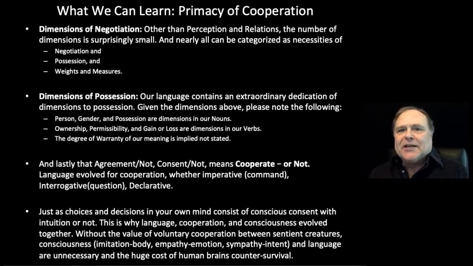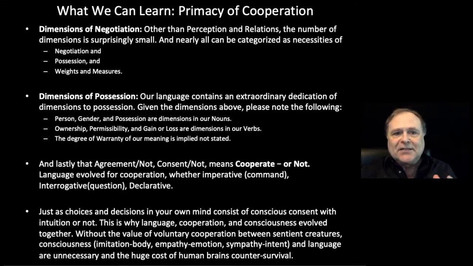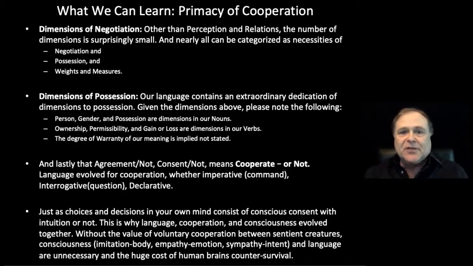Other than perception and relations, the number of dimensions is small, right? And nearly all can be categorized as necessities of negotiation, possession, and weights and measures. And within dimensions of possession, our language contains an extraordinary dedication to the dimensions of possession. Given the dimensions above we've already talked about, let's also consider person, gender, and possession are dimensions of nouns, ownership and permissibility, gain or loss of our verbs, the degree to which we are warranted is implied if not stated, and whether we agree or not, or consent or not, is stated.